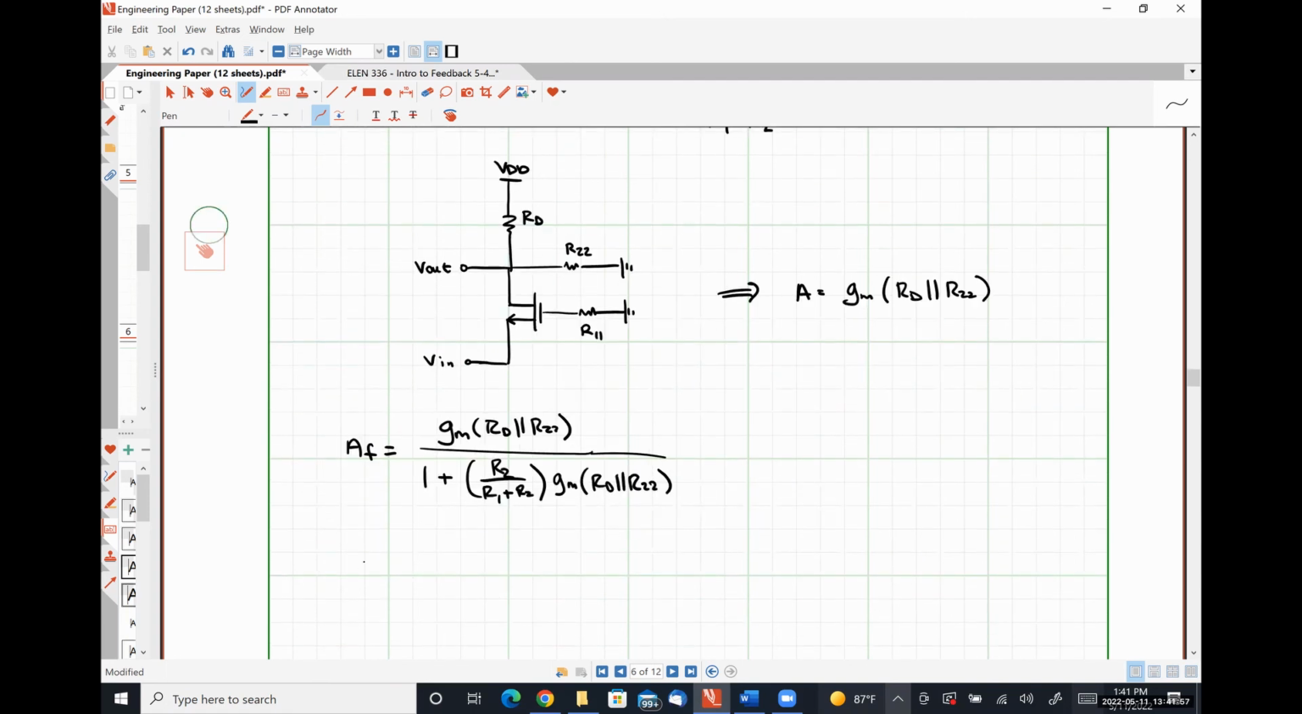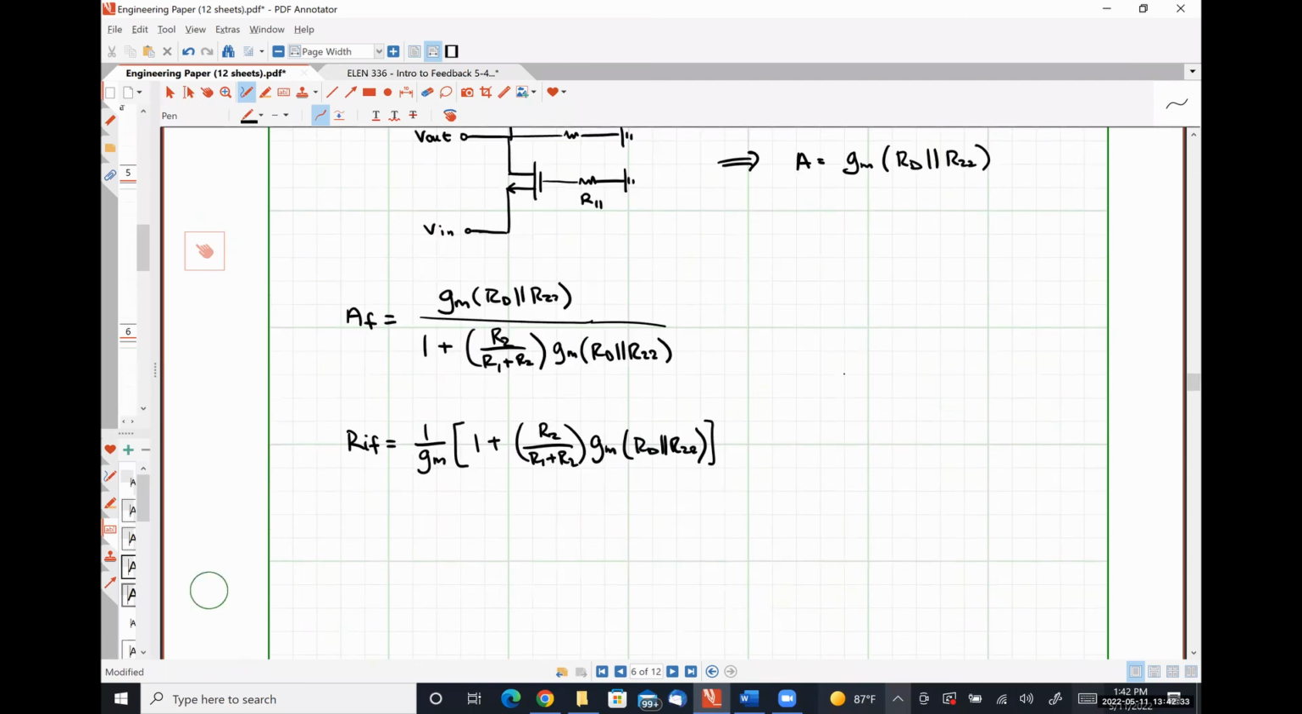Our input resistance with feedback, RIF, will be our normal input resistance. Luke, as you correctly observed earlier, our normal input resistance here should be 1 over GM. That's going to be boosted. So we're going to have 1 over GM times 1 plus K A, and we're going to have an output resistance with feedback.